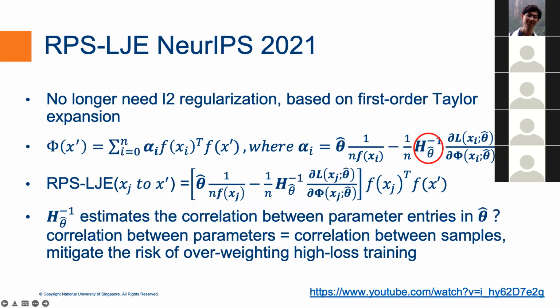Yeah. So it removed the L2 regularization. It removed the RPS theory. But I got a point. If it is totally based on the Taylor expansion, how do they get the F transpose times F? How do they derive this term?